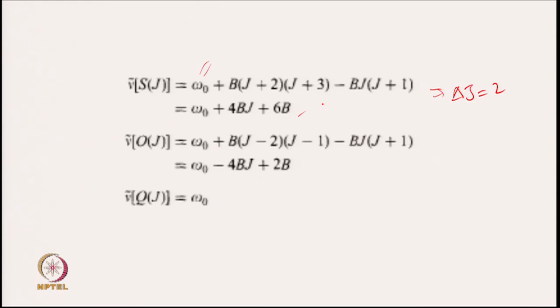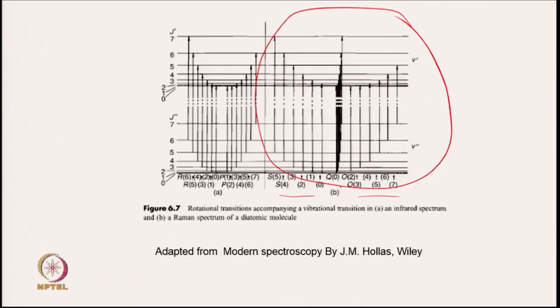And then you can also calculate the wave number for the O transition, where delta J is equal to minus 2, and for this one delta J is equal to 0. So for O you will have omega naught minus 4BJ plus 2B, and for Q you have omega naught. So this is your Q, this is O and this is S. These are the three different kinds of transition in rotational vibrational Raman spectroscopy.